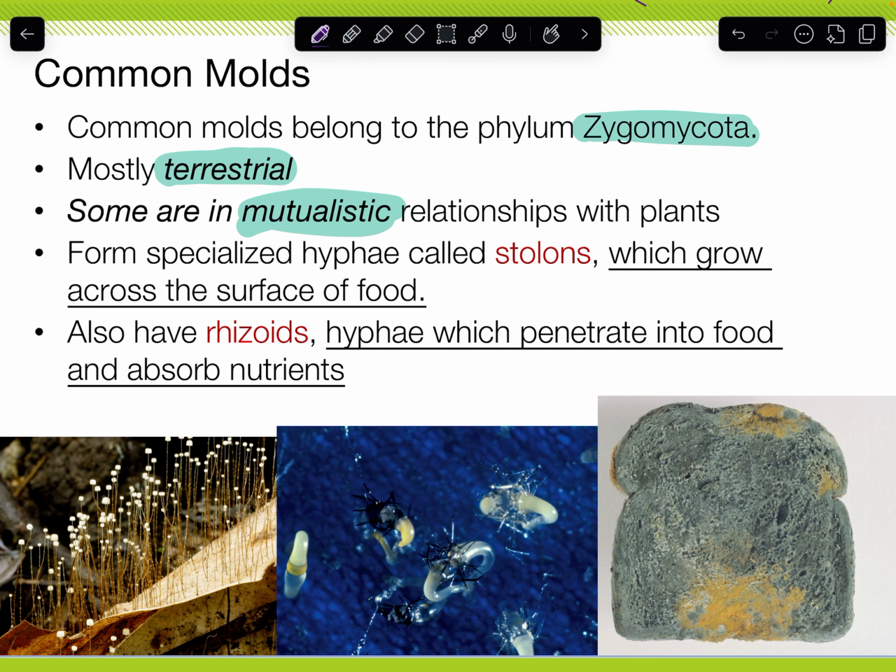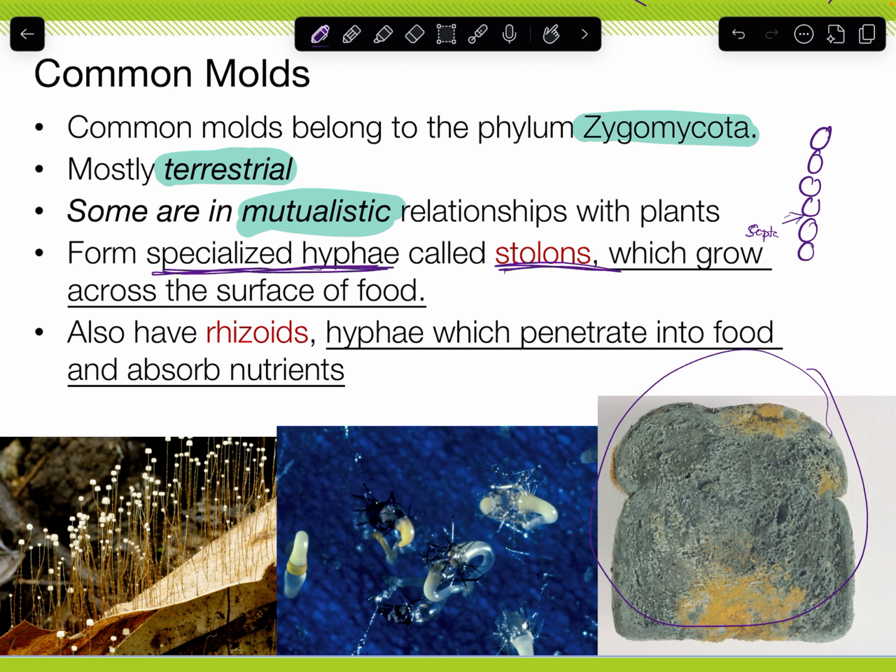And so because they are molds, they do have specialized hyphae, right? Remember, hyphae is that chain of cells that are linked together where we have that septa, the cross walls, to allow nutrients to move through. So we do have specialized hyphae, and they're called stolons. These stolons actually grow across the surface of the food, right? So if we're thinking about this bread down here, all of the stuff that we see would be those stolons, because they're on the surface of that food. Even over here, we would have stolons that are on the surface.